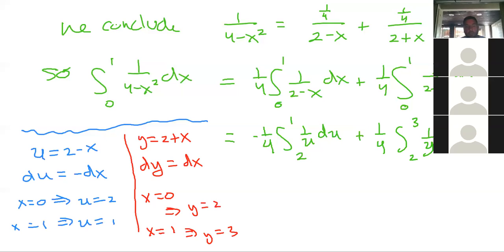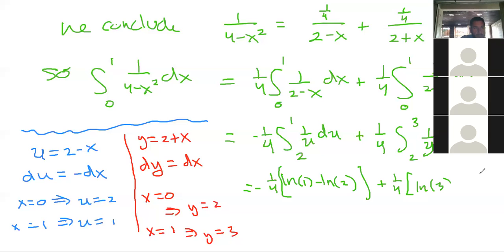So I'm not saying this is the only way to do it. There might have been another way for you to reason these substitutions, but this is how I want to do it. And so if I'm very careful now, I can do the integration. This is negative 1/4, and this becomes the log of 1 minus the log of 2. And then it's plus 1/4, and then this is the log of 3 minus the log of 2.